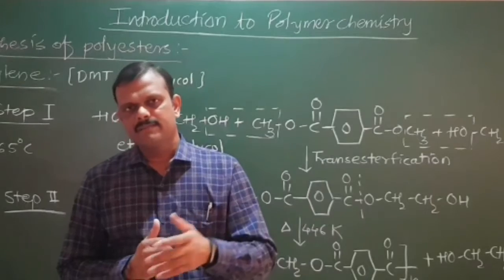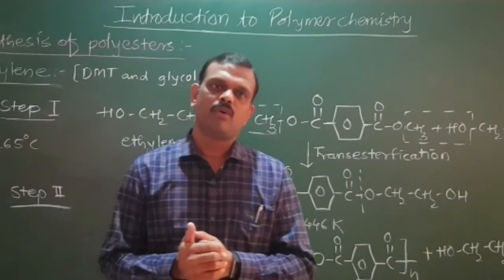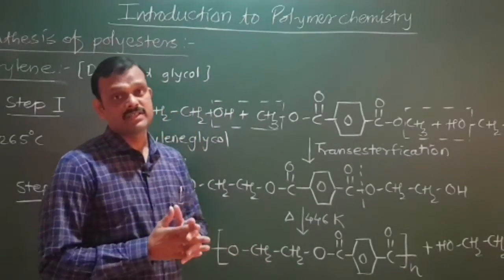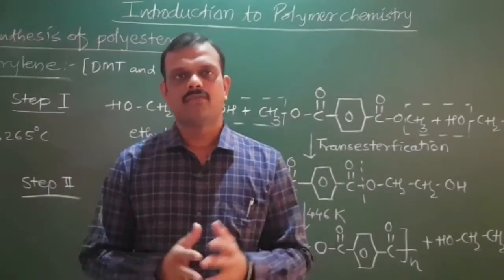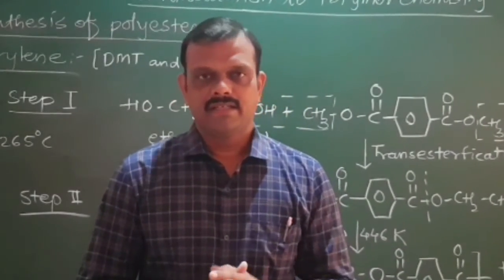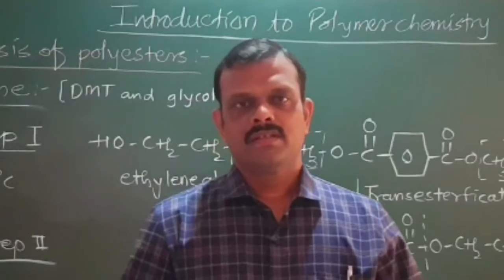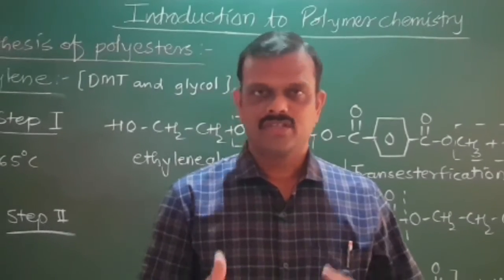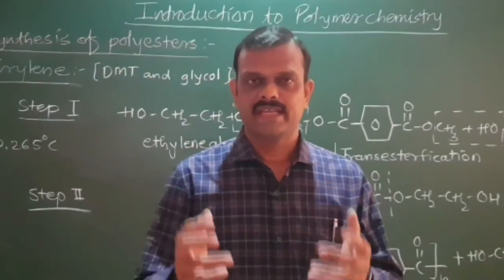Now another type of polyester is PET, that is polyethylene terephthalate. It has the same structure, but it is a thermoplastic polymer. Like LDPE and HDPE, there are two different forms of the polyesters. This PET, polyethylene terephthalate, is used as a thermoplastic polymer. It is used in making many articles like bottles, as well as in the preparation of jars, packaging materials and packaging containers.